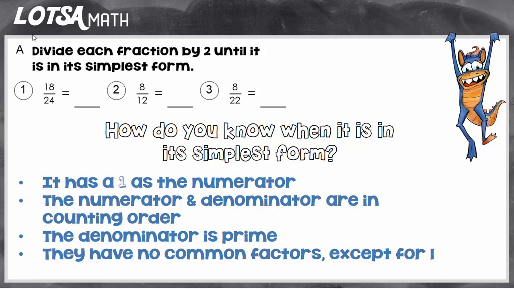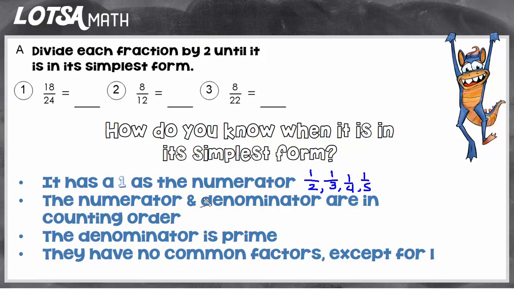Because we know we can make a fraction simpler, but at some point it's in its simplest form. Well, you'll know it's in its simplest form if it has 1 as a numerator. So any fraction like 1/2 or 1/3 or 1/4 or 1/5, etc. are all in their simplest form already.